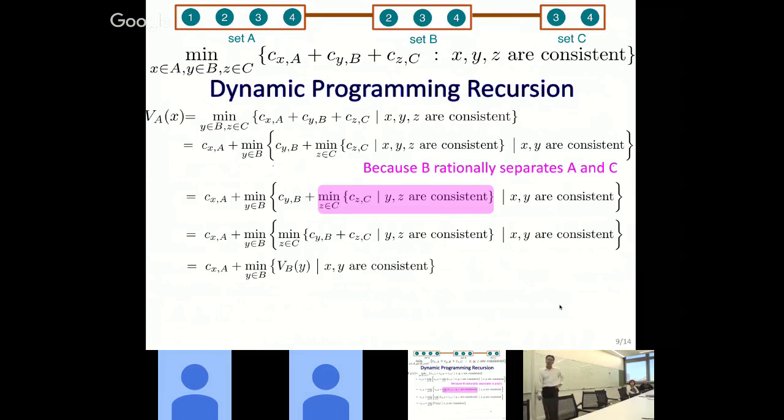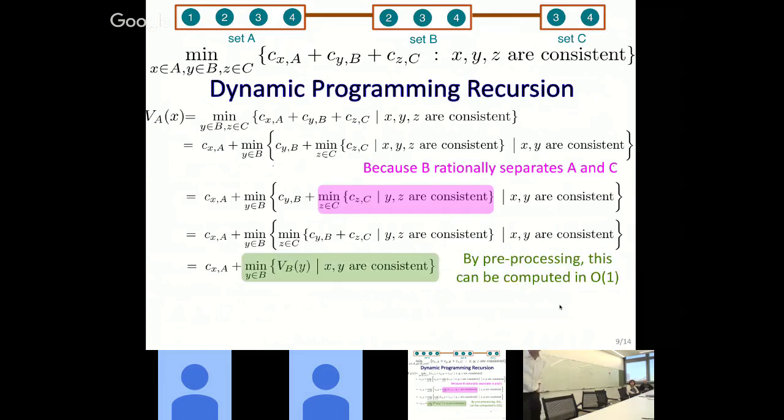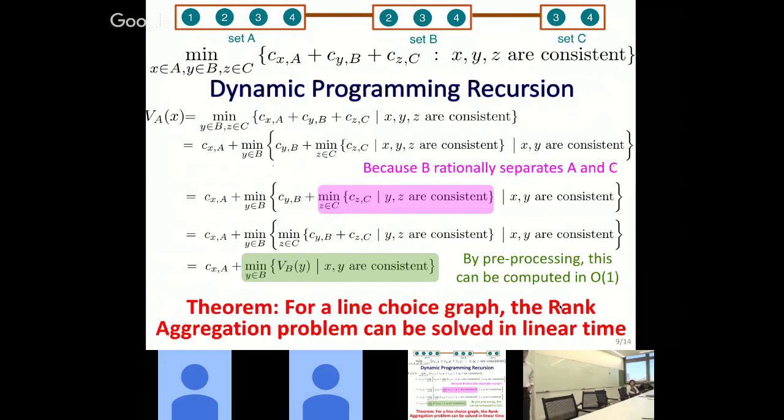Now, a little bit of work will show you that for every choice of X, this minimum can be computed in big O of 1. So it doesn't require you to search over all the Y's in B again. And what that means is you can show that when you have a line choice graph, so whenever you have a nested collection of subsets, the limit of rationality can be computed in linear time. It's very, very fast. Okay, so that's one thing we can say.